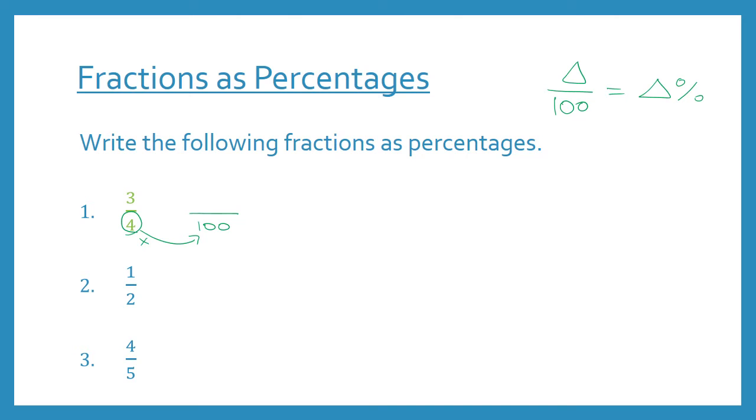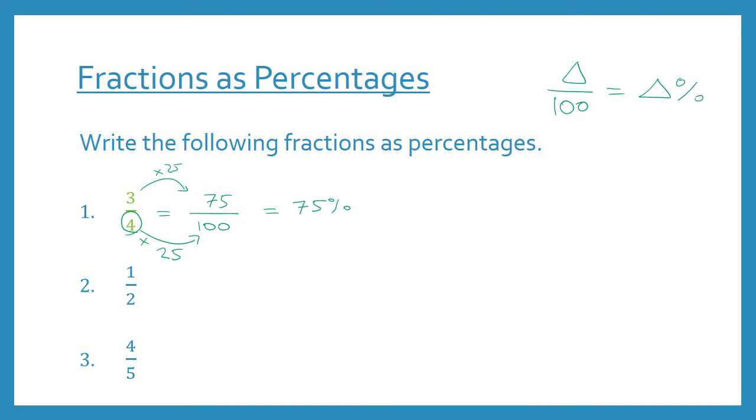Now you could use your calculator to work this out, or you can just realize this is going to be 25. If we're multiplying the bottom, whatever we do to the bottom, we have to do the top. So times 25, and we're going to get 75 over 100. So this is what our fraction becomes if we put it over 100. And now it's as simple as putting 75%.